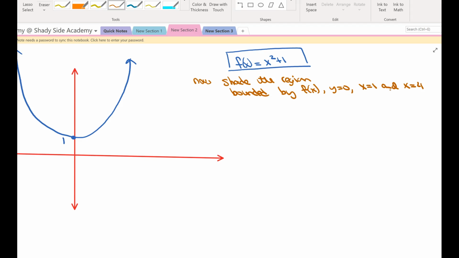So you have shaded in the region x equals 1. So here's x equals 1, x equals 4, and my scale may not be perfect, and y equals 0, of course, is the x-axis, and I'm just going to shade this region.